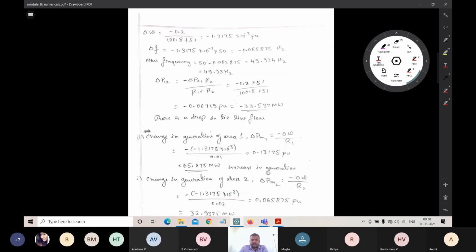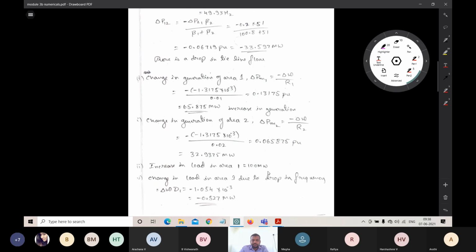Similarly for change in generation of area 1, just substitute the equations here. Delta PM1, the change in generation of area 1, is equal to minus delta omega by R1. This is the standard equation, I told you guys to always remember it. Delta omega we calculated above, and R1 is given. So this is 0.13175 PU. Convert that into base value, 65.87 megawatt. So this is increasing generation.